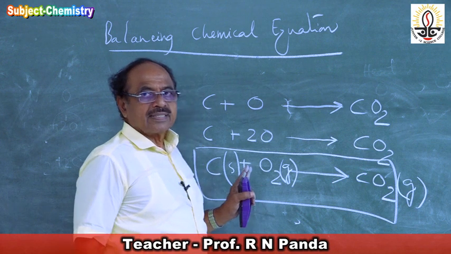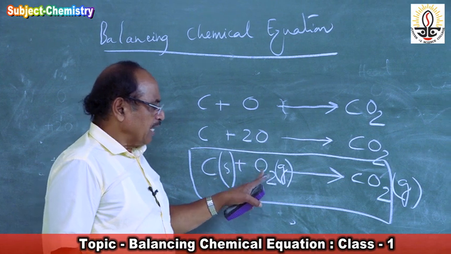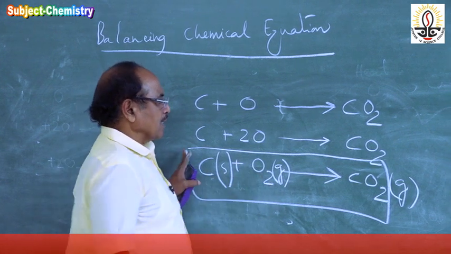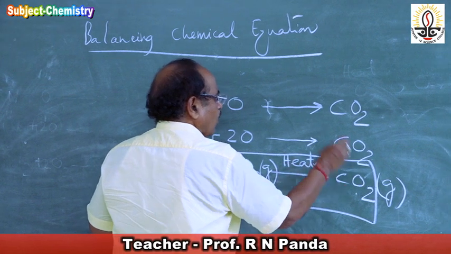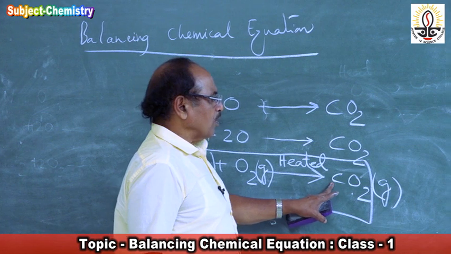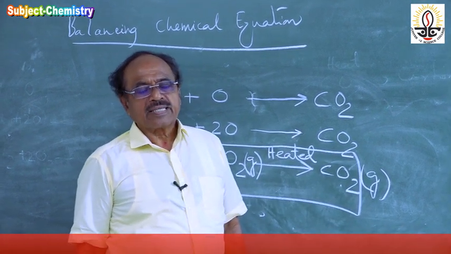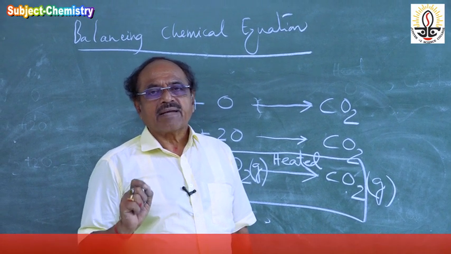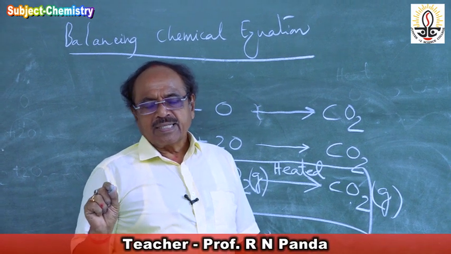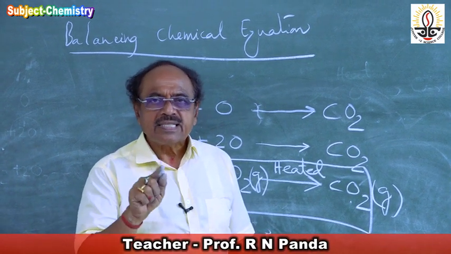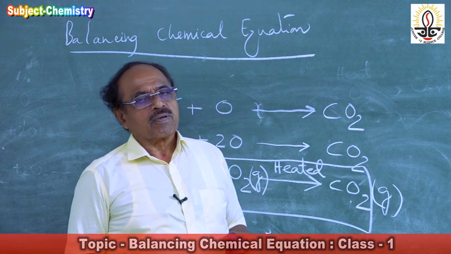This is a very good balanced equation because I have taken carbon solid, allowed it to react with oxygen gas, and then heated it, and I got carbon dioxide. The carbon dioxide I got is a gas. So this is my balanced chemical equation. Every chemical reaction is represented by a balanced chemical equation. If somebody sees the balanced chemical equation, he can understand and explain everything from that.